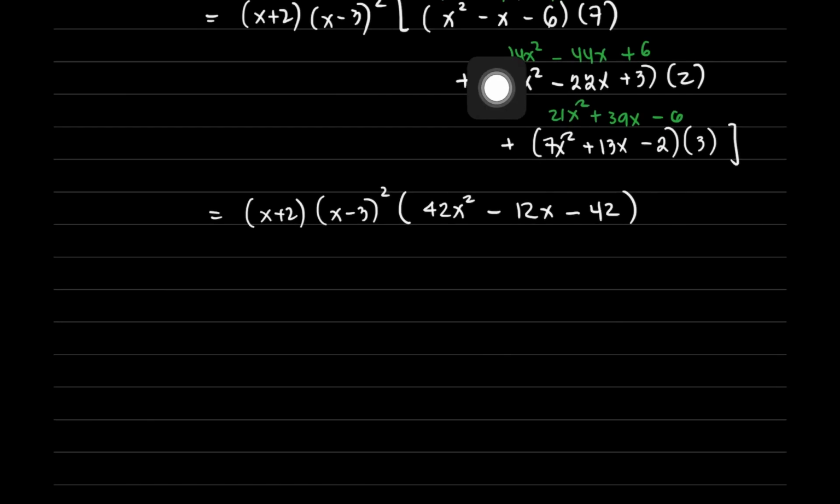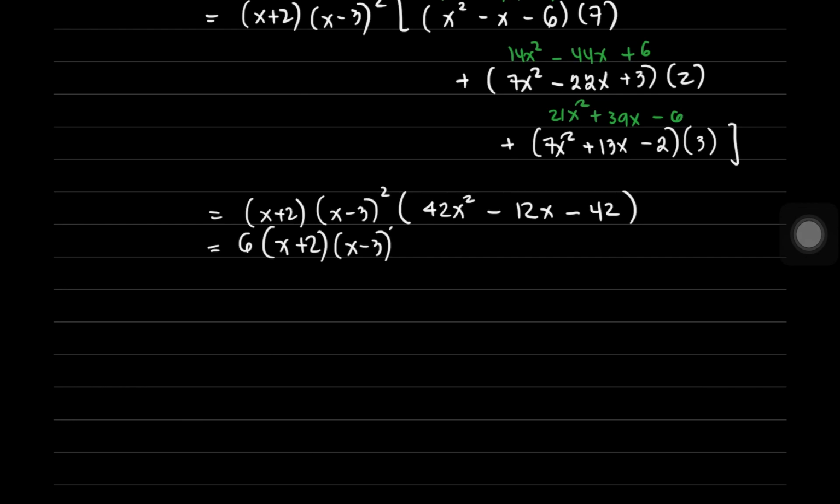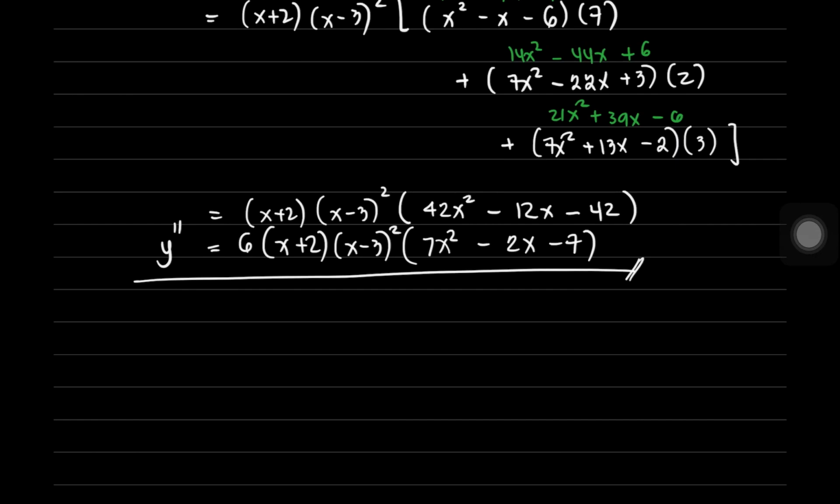Alright? In the simplification of this one, we can still bring out a common factor here, and the common factor in that expression is equal to 6. Alright, so if we're going to bring out 6 here, we have x plus 2, x minus 3 raised to 2. The remainder would be equal to 7x squared minus 2x minus 7. Therefore, y double prime is now equal to this one.